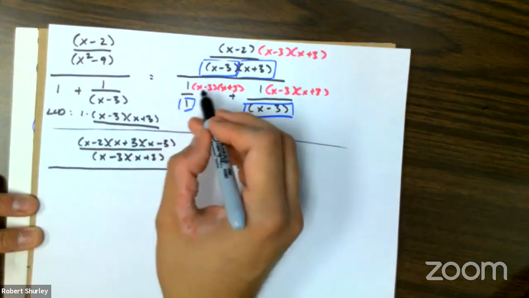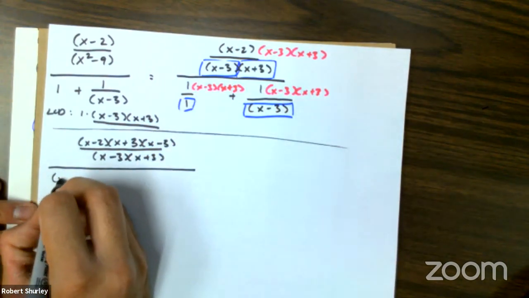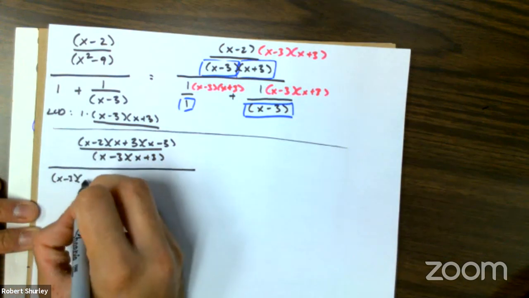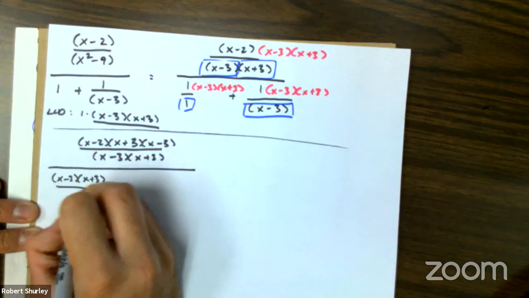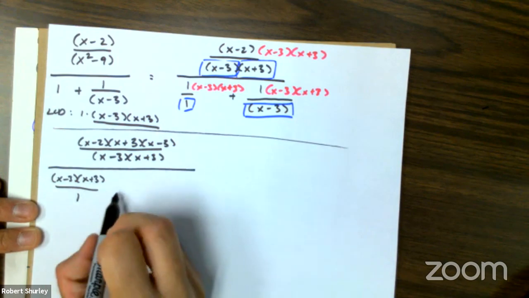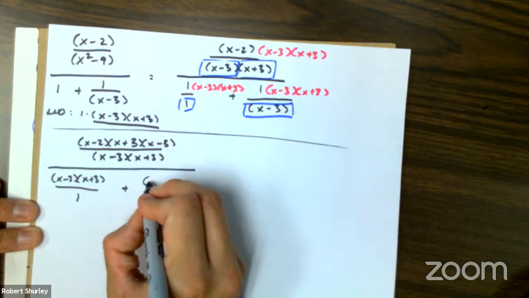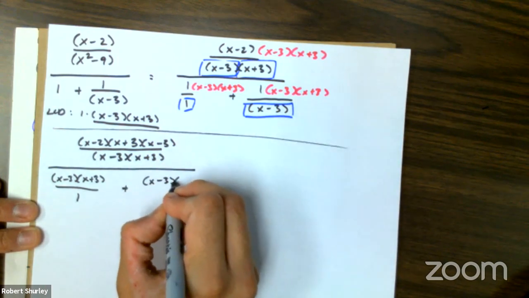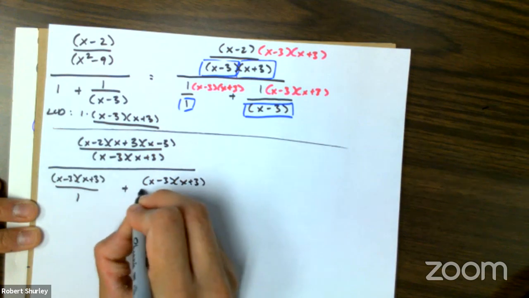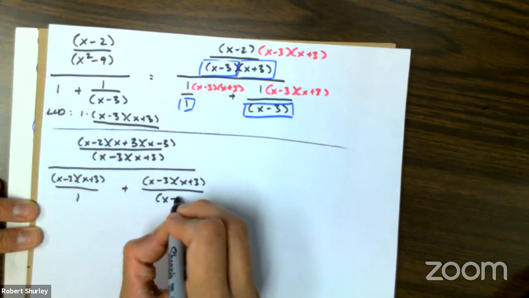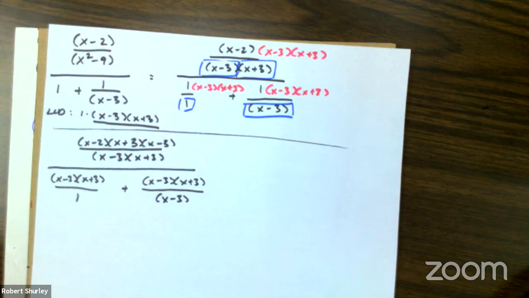Divided by, now this first fraction just becomes x minus 3 times x plus 3 over 1, right? Plus, this other fraction is x minus 3, x plus 3, all over x minus 3, okay? Man, that's a lot going on. And one little goofy mistake and we can get it all wrong, right? That's the tough part on these two.